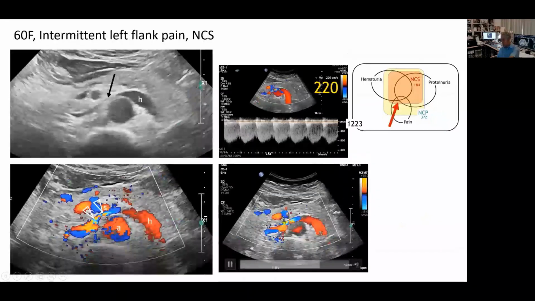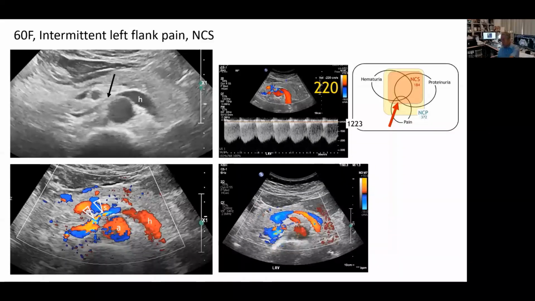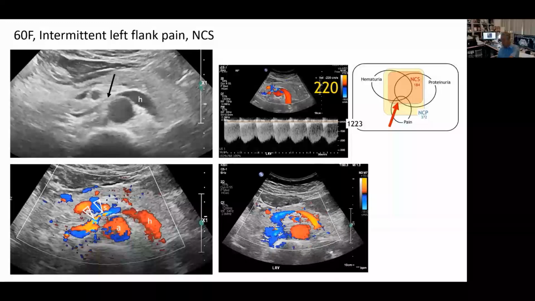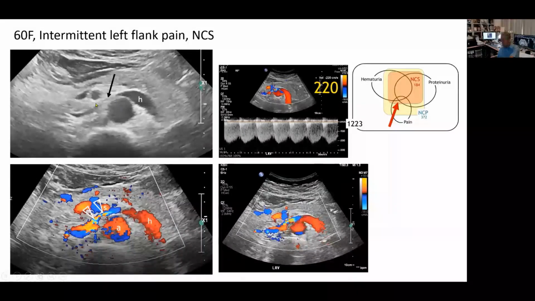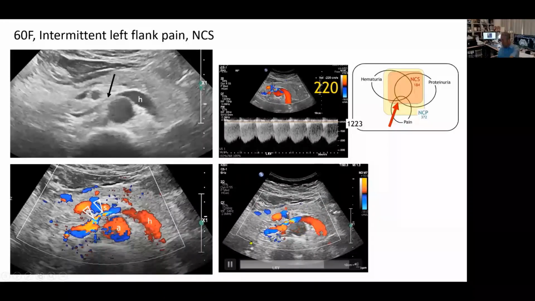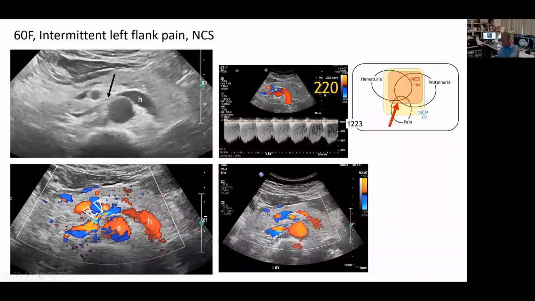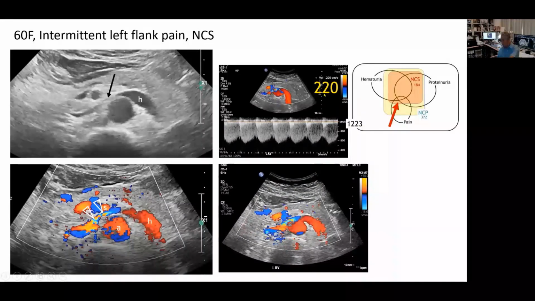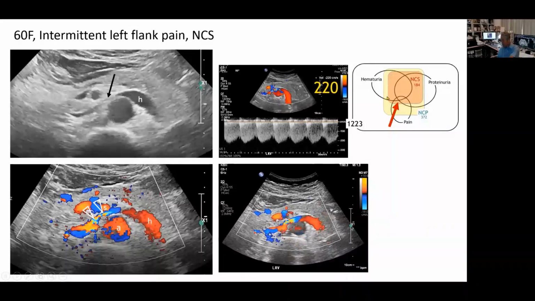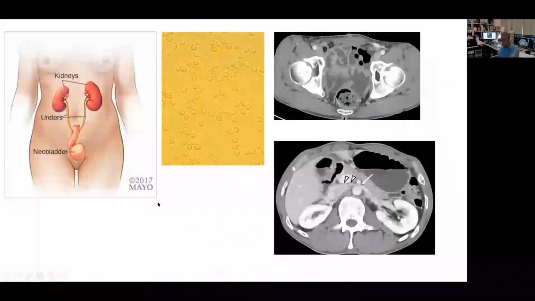Nutcracker syndrome with proteinuria. Another Nutcracker syndrome patient with intermittent left flank pain: the ultrasound images show similar findings of narrowing of the aortomesenteric left renal vein and bright colored high velocity flow with a peak flow velocity of 220 centimeters per second. So she belongs to this area of the diagram, Nutcracker syndrome with left flank pain.